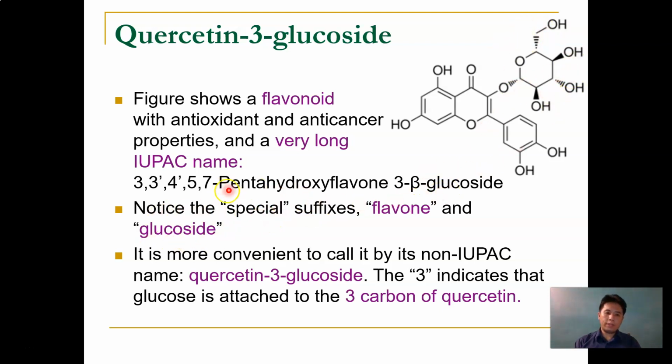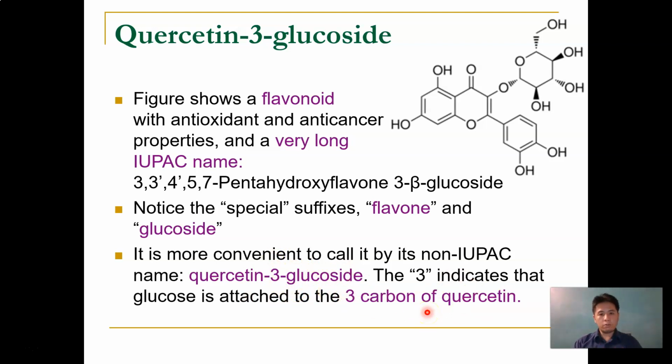So using the IUPAC name, it's actually a very long name. In fact, if you were to buy this chemical from a vendor and say, can you sell me this compound, 3',4',5,7-pentahydroxyflavone 3-beta-glucoside, the vendor would probably get very confused and wouldn't know what to sell you. So instead, usually we call this by its common name. The common name for this is quercetin 3-glucoside. So 3 means that the glucose is attached to the third carbon of quercetin.